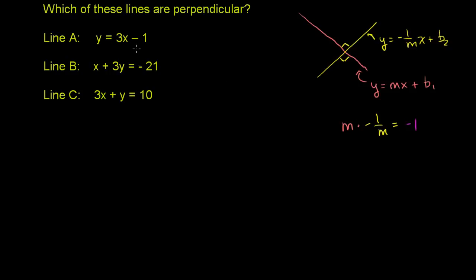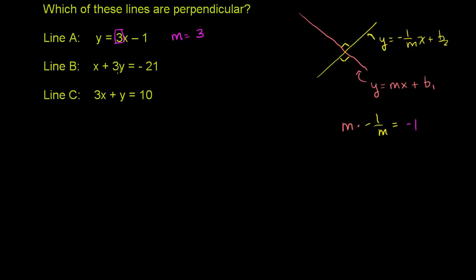So let's figure out the slopes of each of these lines and figure out if any of them are the negative inverse of any of the other ones. So line A, the slope is pretty easy to figure out. It's already in slope-intercept form. Its slope is 3. So line A has a slope of 3.